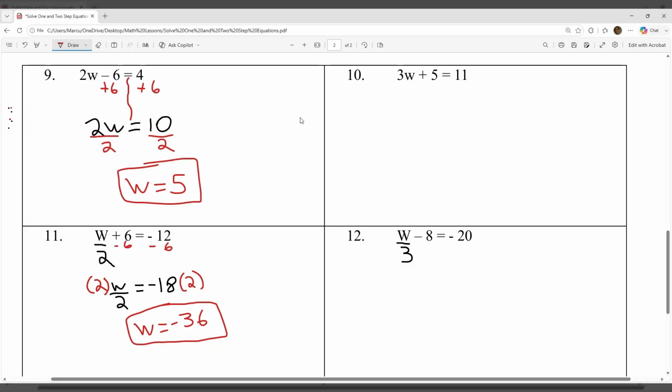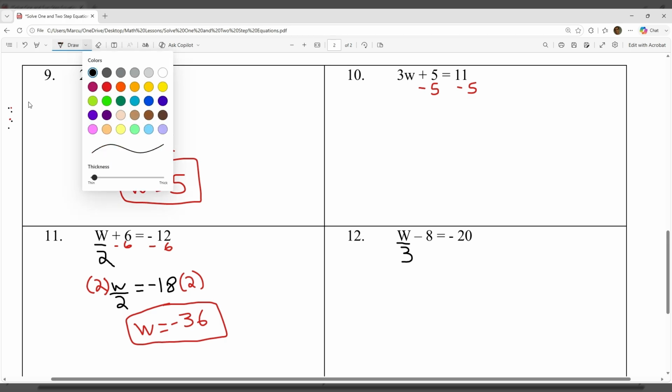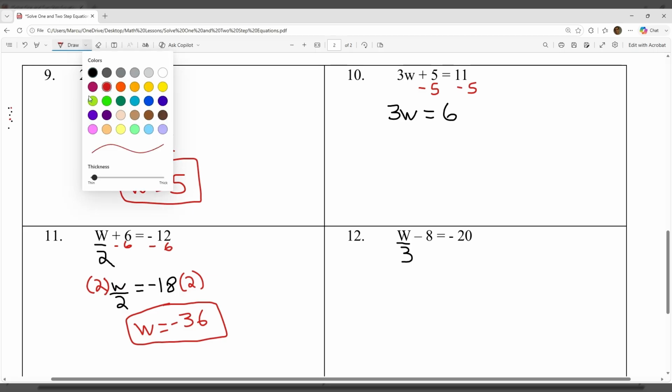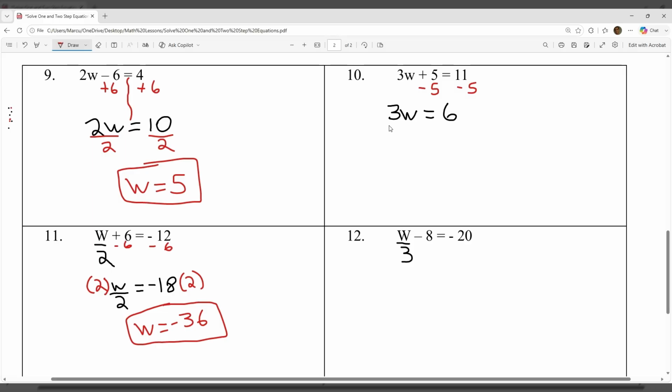For question 10, you have a plus 5. So the inverse operation of that will be to subtract 5 both sides like this. So the 5's will cancel each other. And you're left with 3W equal to 6. That's 3 times W. So instead of multiplication, we're going to divide. So we divide both sides by 3. 3's cancel each other. 6 divided by 3 is 2. So W is equal to 2.